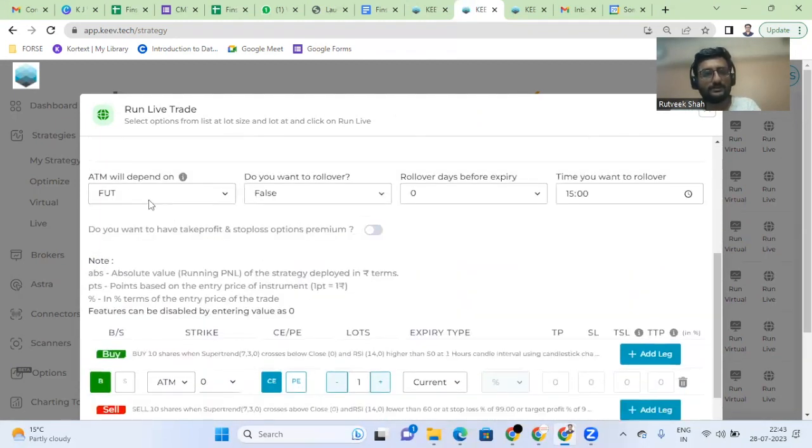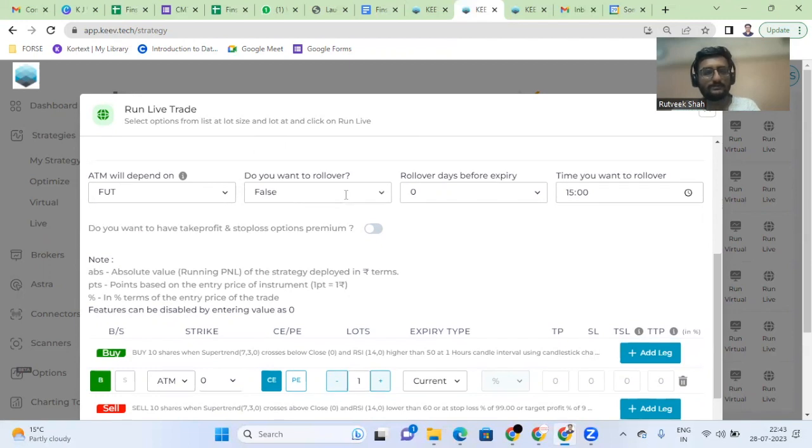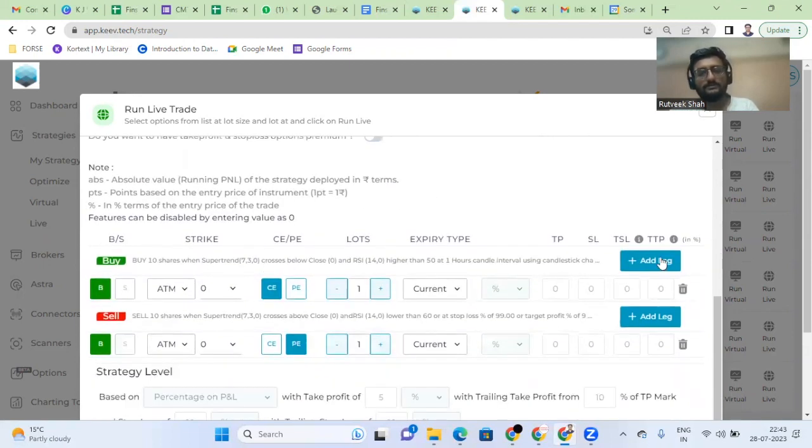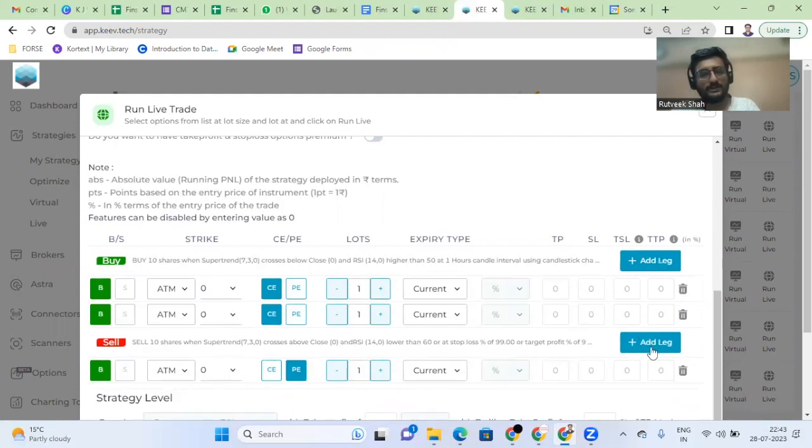Here, the ATM would be based on futures or spot, whatever is comfortable for you. We are not choosing whether we want to roll over or not. For example, we'll create a bull call strategy here and a bear put strategy here.